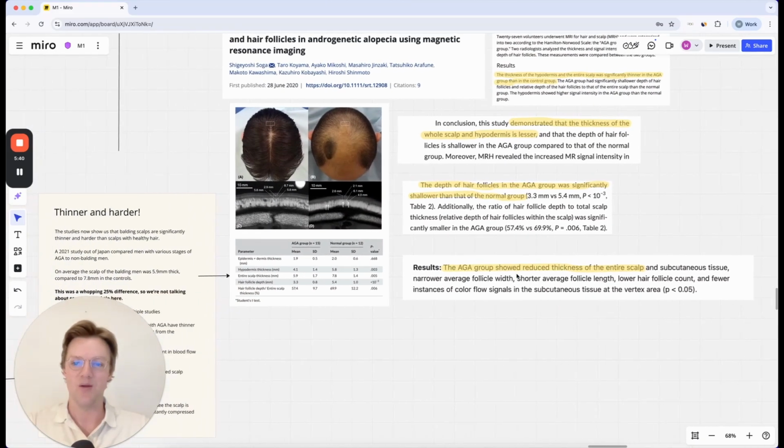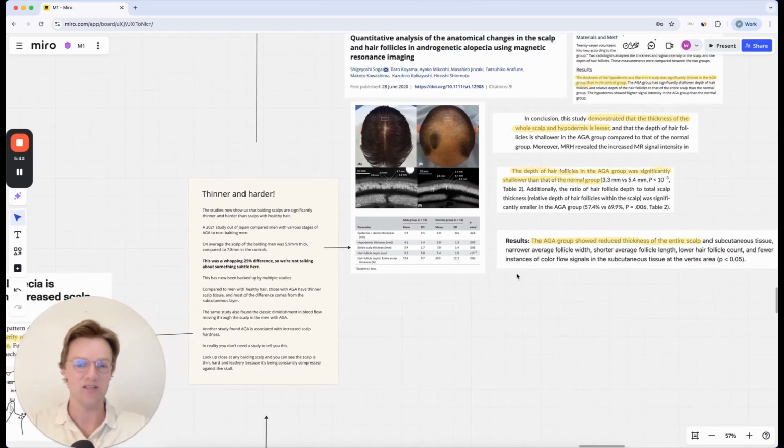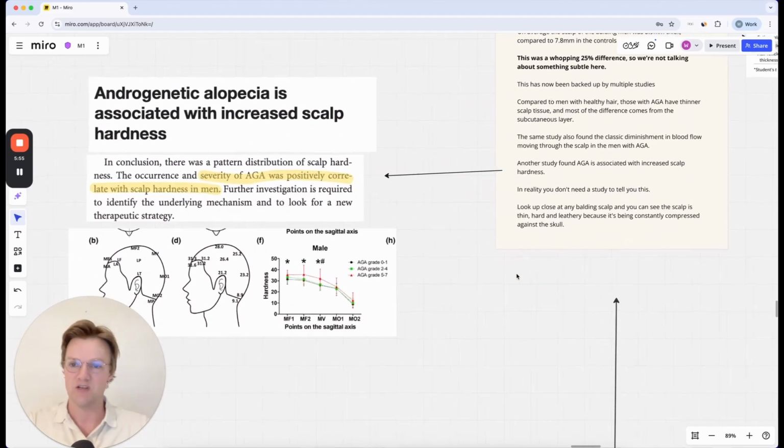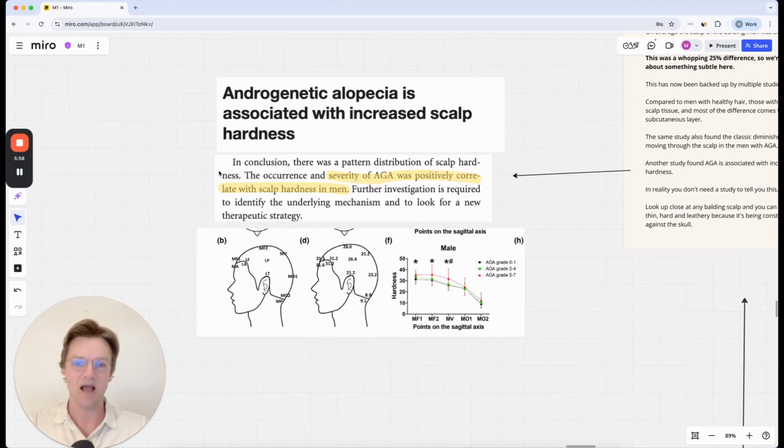So, in reality, you don't really need a study to tell you this. If you've got a friend who's bald, you can go and look at their scalp and prod it and tell that the scalp's just thinner, basically. And what they also found was androgenetic alopecia is associated with increased scalp hardness, right? So thinner and harder. Remember that because it's really important.